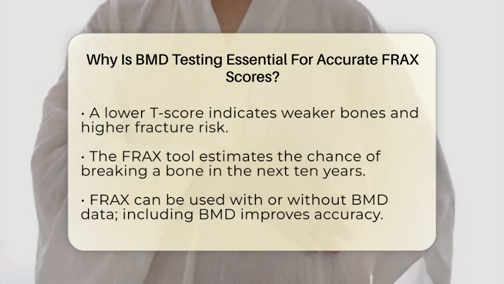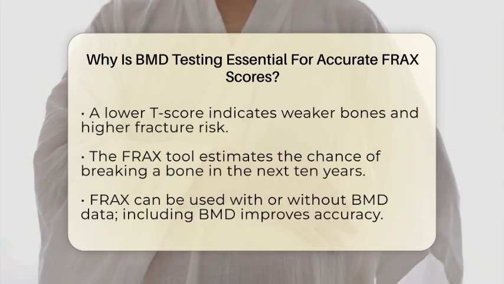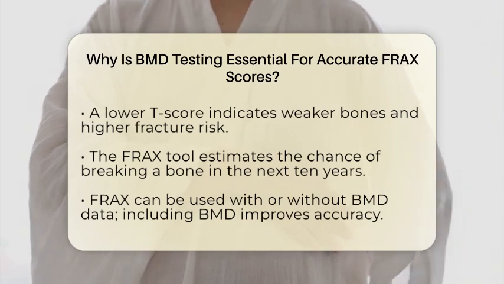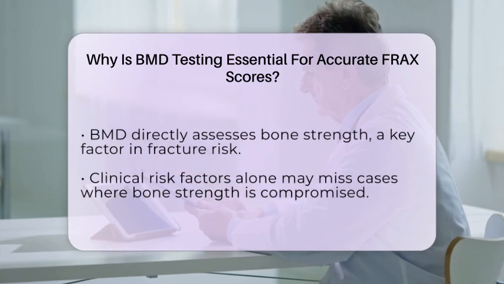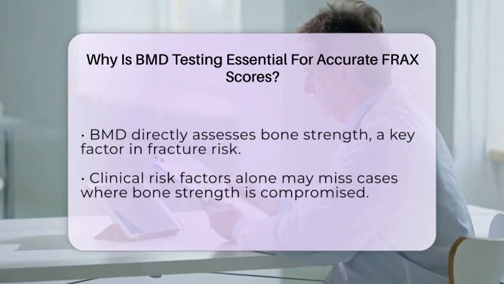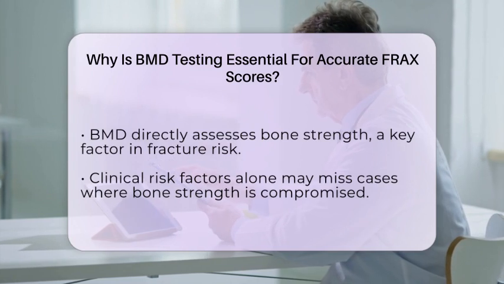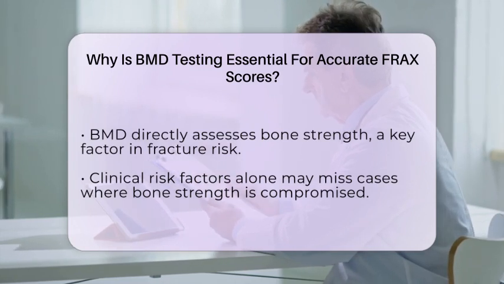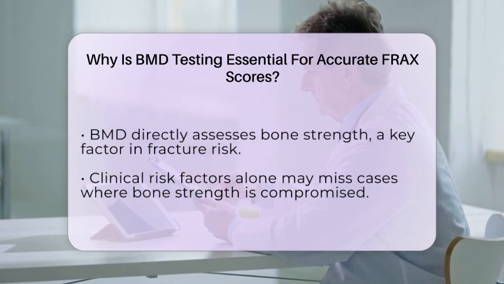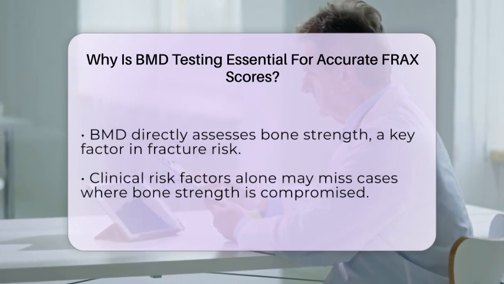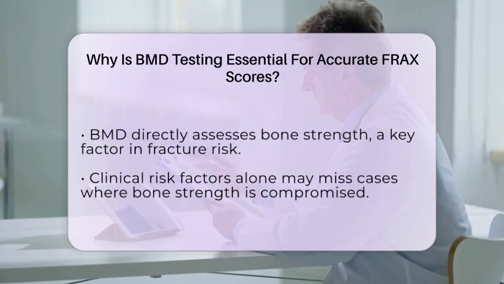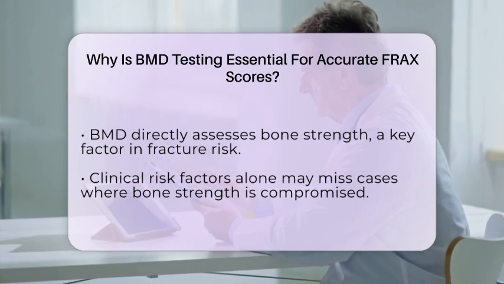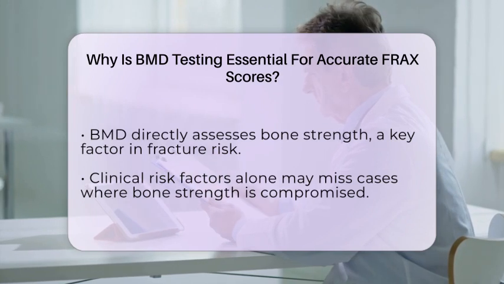For example, many people with osteopenia, which is moderately low bone density, still experience fractures. This highlights that clinical risk factors alone might not tell the full story. Including BMD helps identify those at higher risk who might otherwise be overlooked. It also helps in cases where risk factors seem low but bone strength is actually compromised, like in some older adults with diabetes who have higher BMD but still face increased fracture risk.